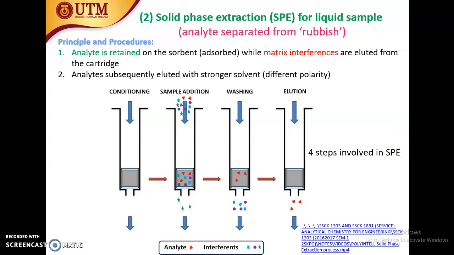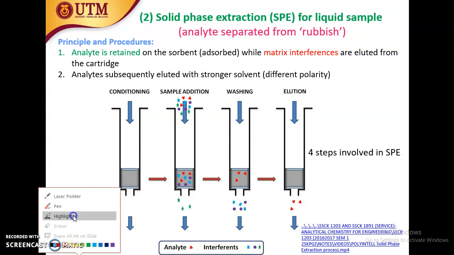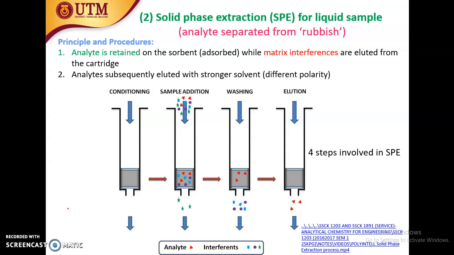We now go to the solid phase extraction for liquid sample. Unlike liquid extraction, it is incorporating one phase that is in solid form. That phase in solid form is usually particles that can absorb your analyte and leave behind what's not needed, such as matrix. So in solid phase extraction, the analyte is separated from rubbish.